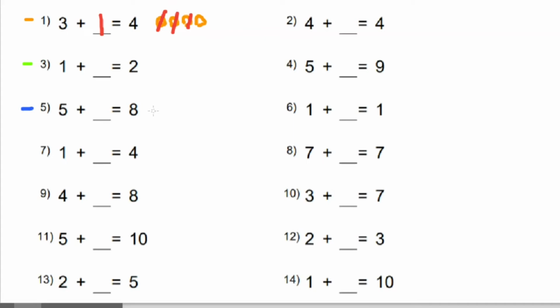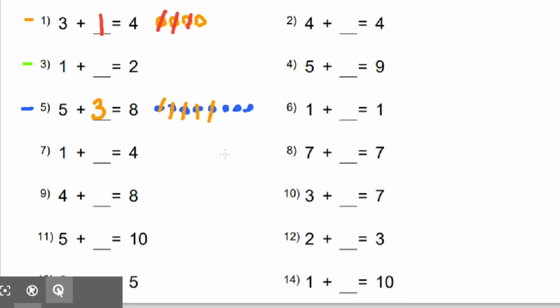So I could draw things, or I could do a number line, or use my fingers. I'll do a drawing again. I'll do 8 things. 1, 2, 3, 4, 5, 6, 7, 8. And how many are already over there? 5. So 1, 2, 3, 4, 5. 1, 2, 3. 3 are left. 5 plus 3 is 8. I can check that out on my fingers. 5 plus 3 does equal 8. So that's correct.